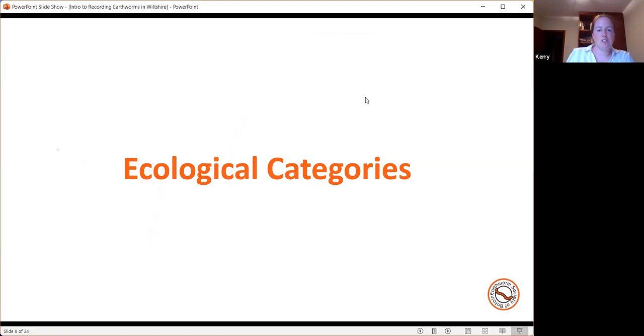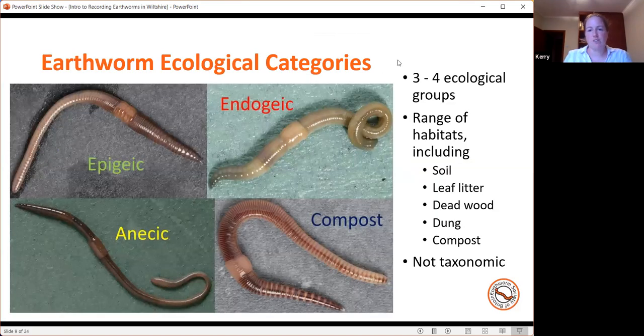So moving on to the different ecological categories of earthworms that we have. They can be split into 3 or 4 ecological groups, and this is quite useful for telling us what substrate the earthworm is living in and what niche it's fulfilling in the ecosystem. So we've got 3 or 4 groups, depending on who you talk to, and it's important to say that they're not taxonomic groups. They are just functional groups.